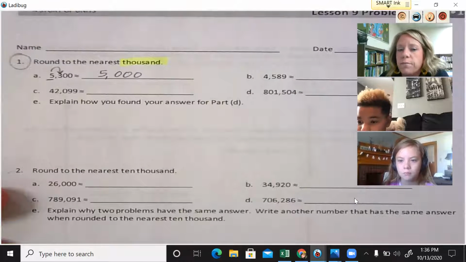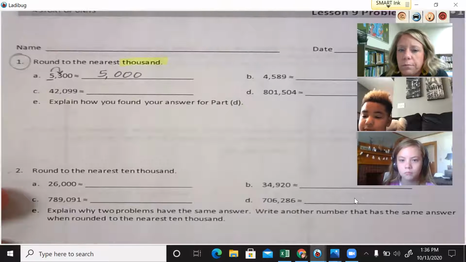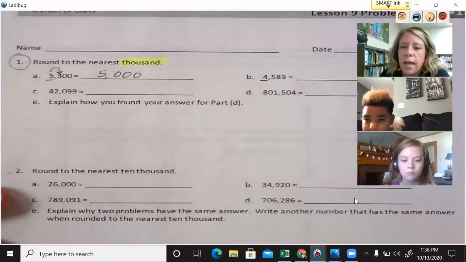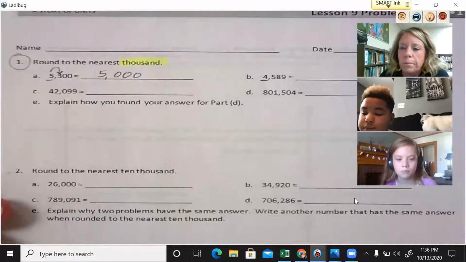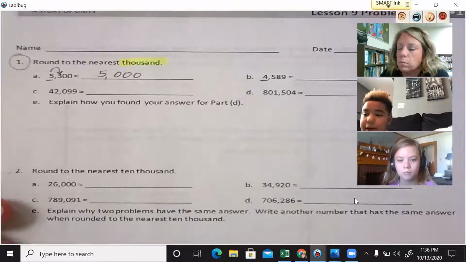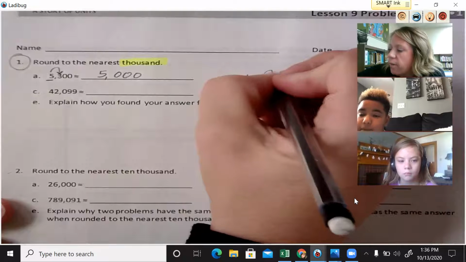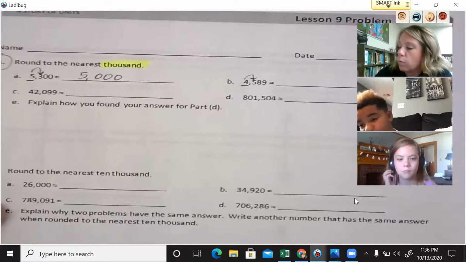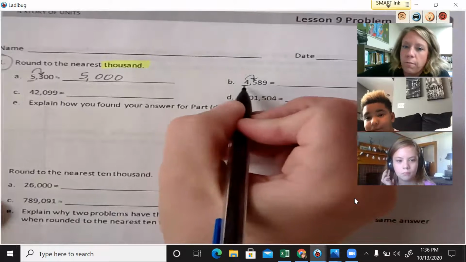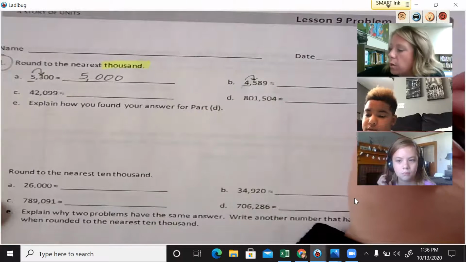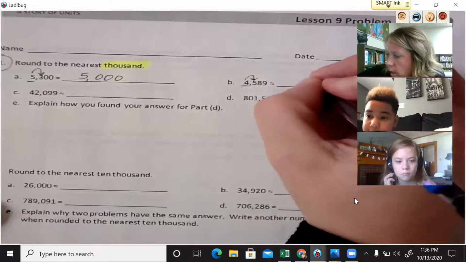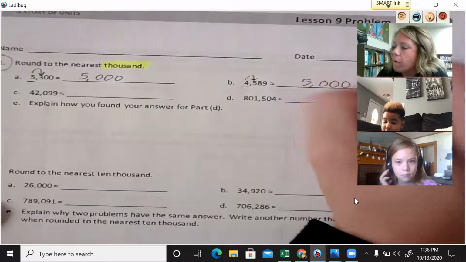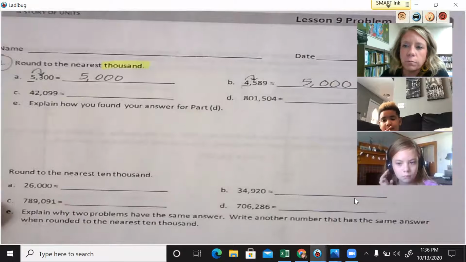4,589. Okay, Trace, find your place. What do I underline? The 4,000. The 4, very good. Look next door. What do I draw the arrow to? The 5. Is that 5 or more or 4 or less? 5 or more. So I'm going to add 1 more. So my 4 turns to a what if I add 1 more? A 5. And the rest of the numbers turn to? Turn into 0. Great job. So that number rounded is 5,000.